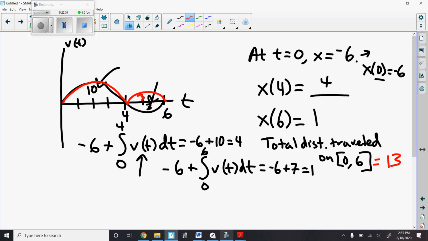So my total distance traveled, right, is going to be, in this case, a bigger number than my displacement over that same interval. My displacement was 7. My total distance traveled was 13. Okay, something you have to be aware about. Sometimes they give you a position, but it's not at time 0. Okay, so let me just show you that real quick, and then we'll be done.